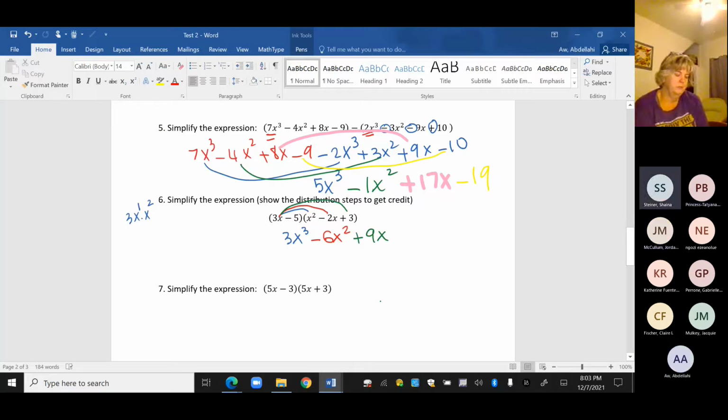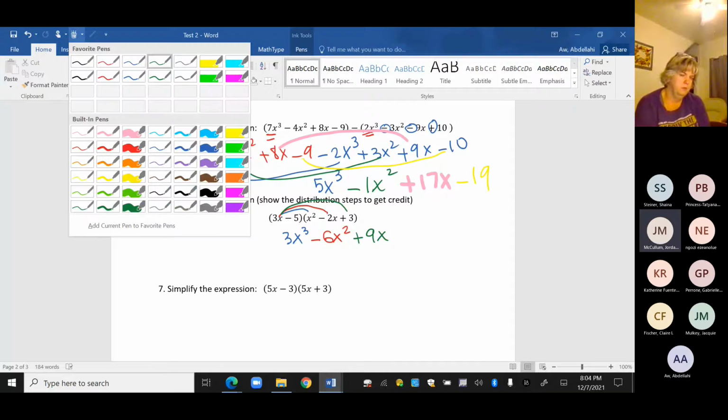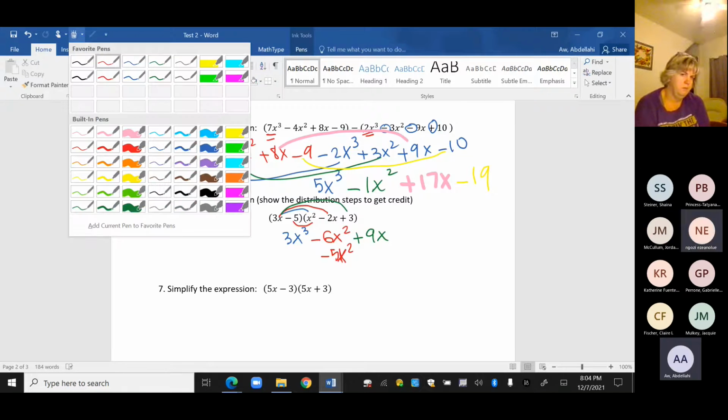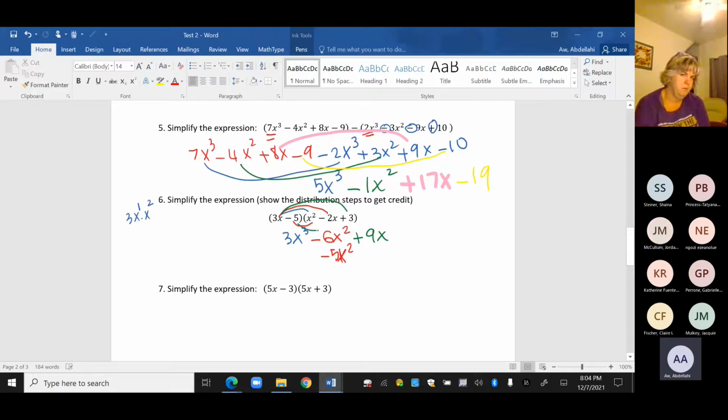Now we move to the next one. Negative 5 times x squared is negative 5x squared. We put it just below this one because we're going to combine them after. And then we move to the next one. Negative 5 times negative 2x is positive 10x. And finally, negative 5 times 3 is negative 15.